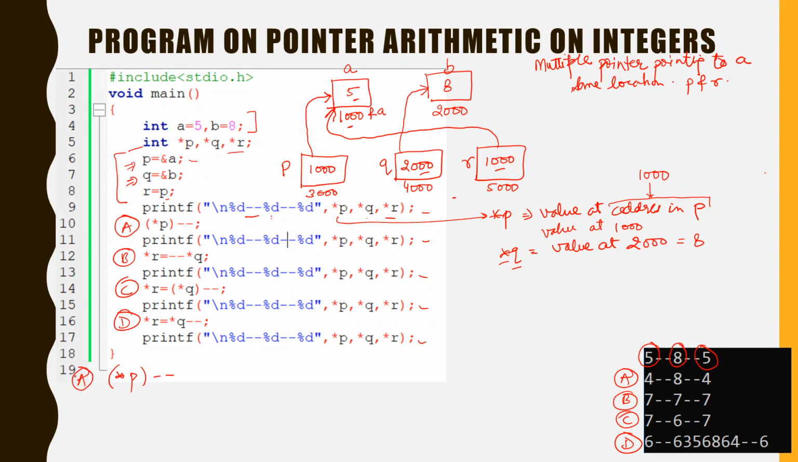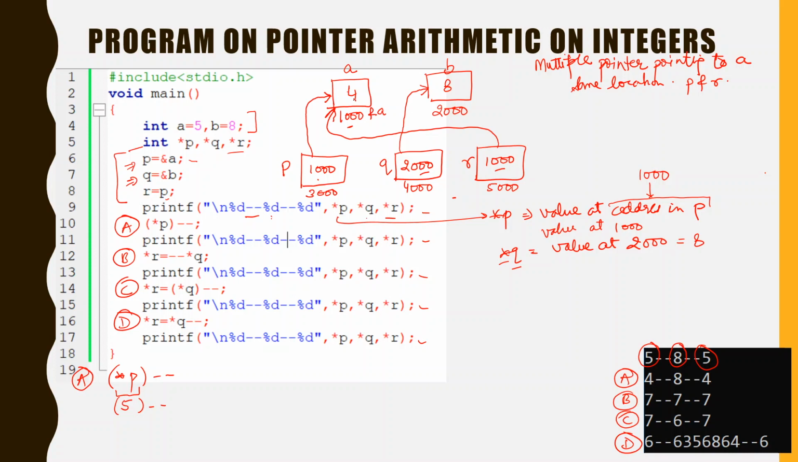Okay. A statement. A statement says pointer P minus minus. Since there are parentheses there, we have to resolve this first. Now pointer P means value at address in P. Value at address in P, and we can see here address in P is 1000 and value at that place is 5. So this bracket will be resolved as 5 and 5 minus minus. Now if you do 5 minus minus, this value which is 5 over here will get decremented, and it will become 4.